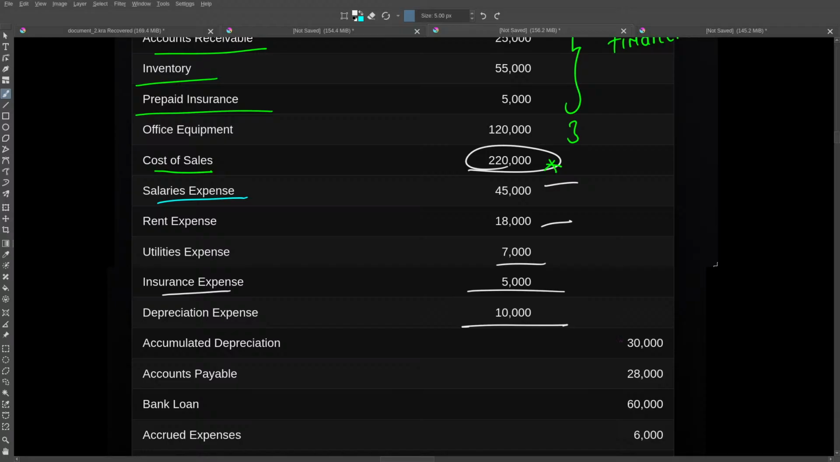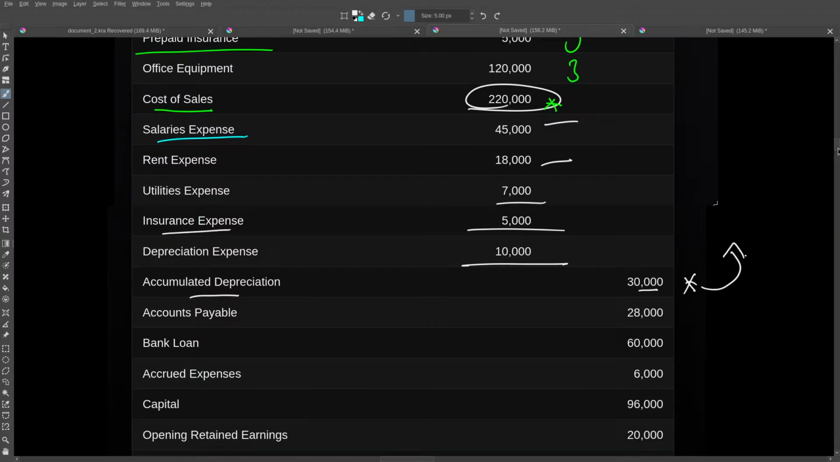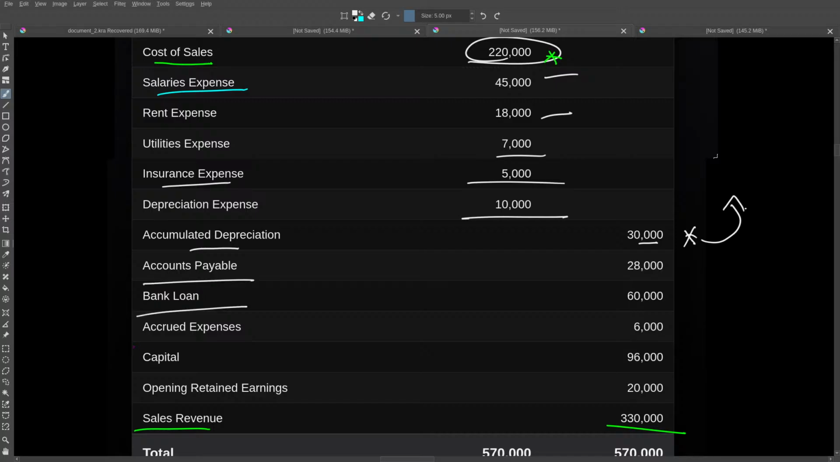Let us look through. Accumulated depreciation is going to be used in the statement of financial position. That is, you're going to take the buying price of this equipment, for example, because it is the only non-current asset that you have here, or rather PPE. We less this 30,000, so that you are able to get the net book value of your asset, your PPE in this case. And then the accounts payable, bank loan, accrued expenses. Remember, these are account balances that will go to the financial position.